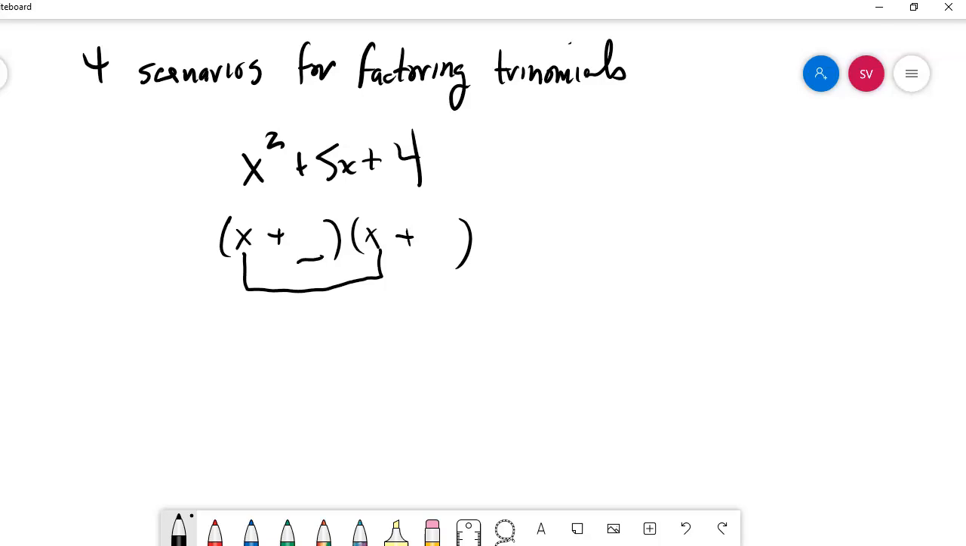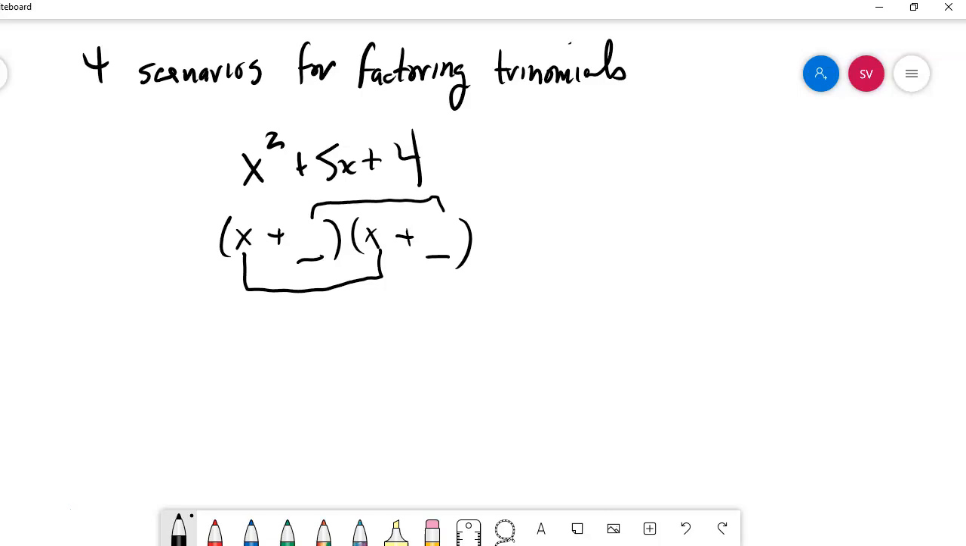So now this last term here, or the set of last terms here, they do double duty. When they multiply together, they give you this third term, and when they add or subtract together based on what these signs are, they give you this middle term. So you ask a riddle. You say, what 2 numbers, when multiplied together, will give me this last term of 4, but when added or subtracted together will give me this middle term of 5.